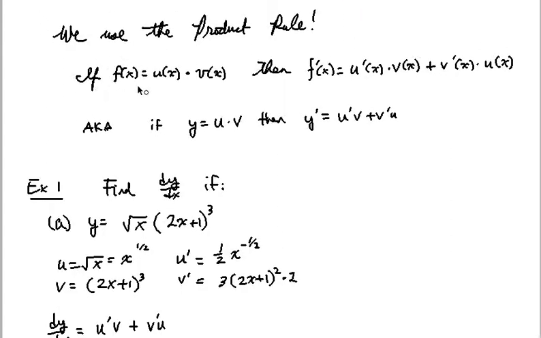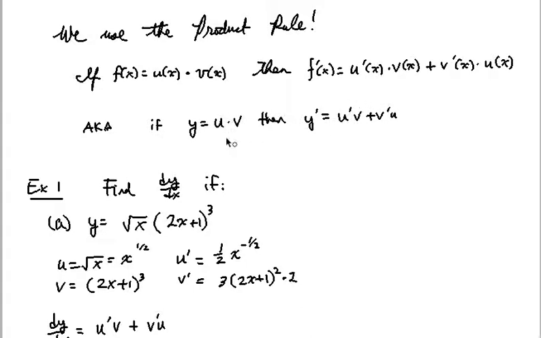If f of x is the product of two functions of x, now these both have to be functions of x, u of x and v of x, then the derivative of that entire function is the derivative of the first function times the original second function plus the derivative of the second function times the original first function.